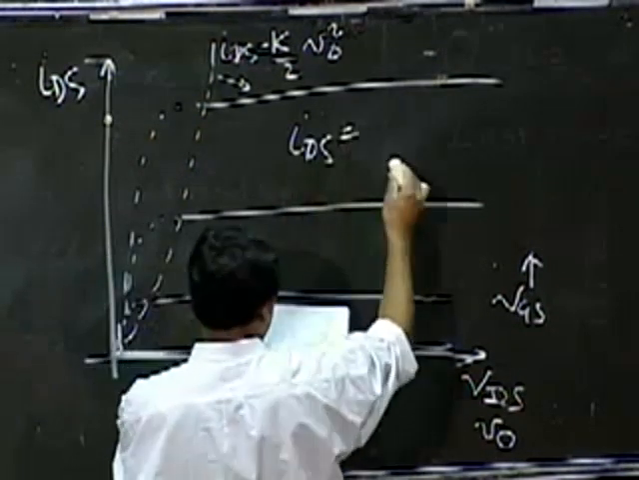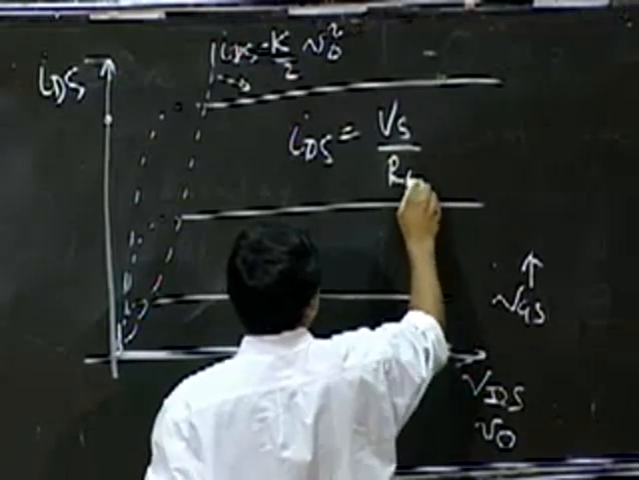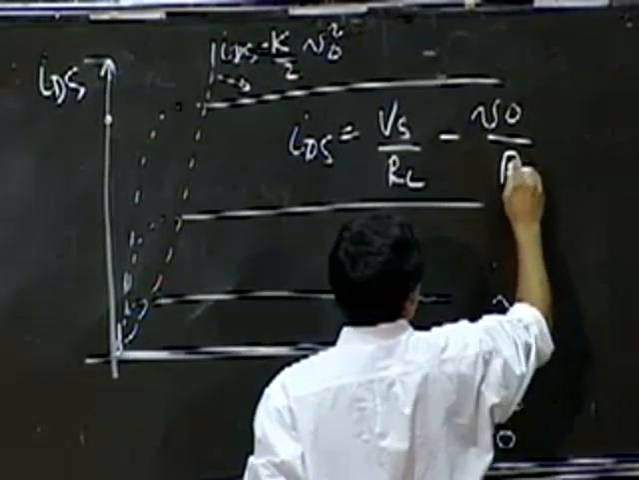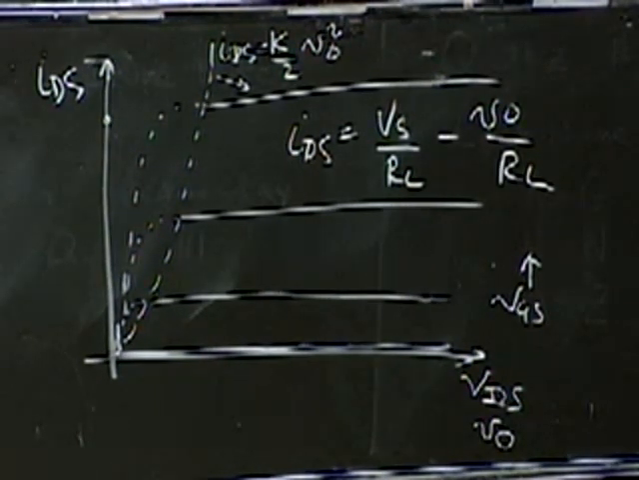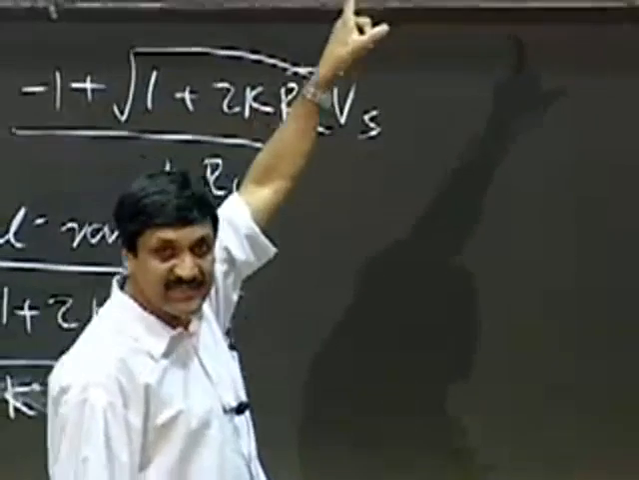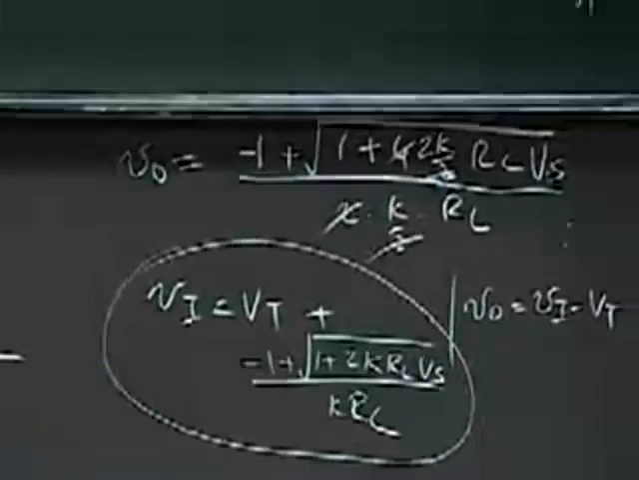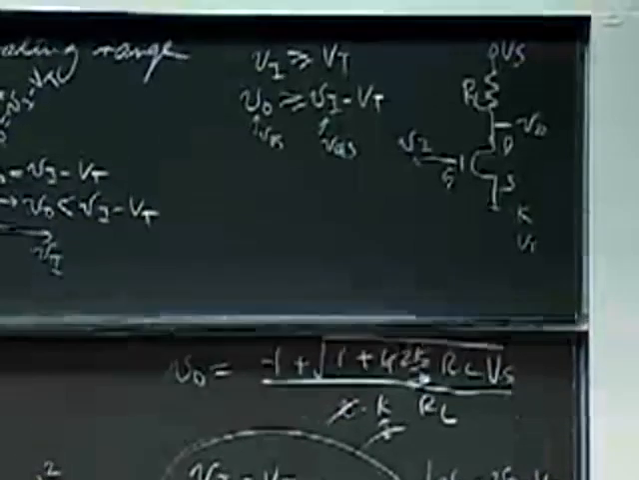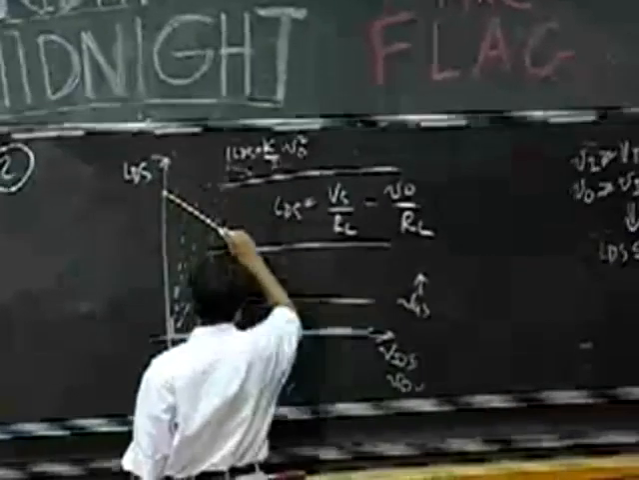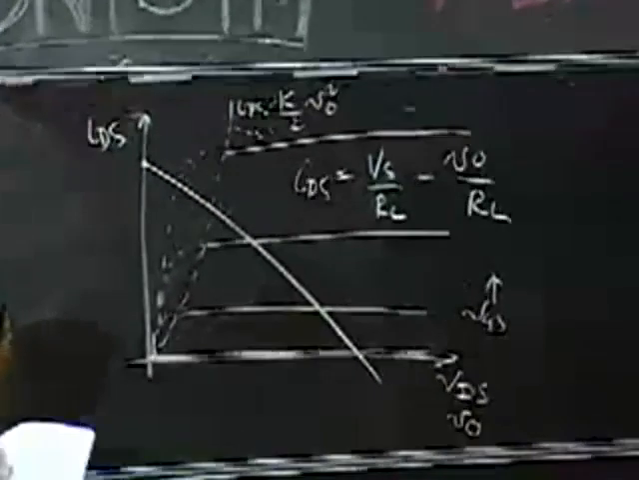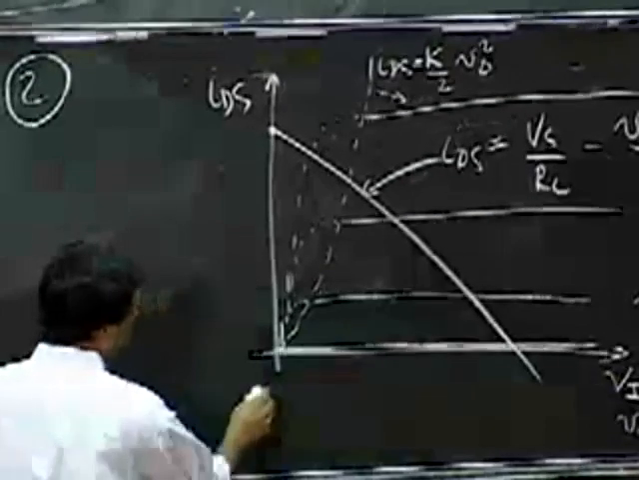My load line equation, if you recall, was IDS equals VS minus V naught divided by RL. This was simply obtained by writing KVL at the output, at the loop containing the output node and the supply VS. Notice there that V naught is equal to VS minus IDS times RL. Okay? And that's simply by dividing by RL on both sides and moving IDS to the left-hand side, we get this equation. And this equation gives rise to a curve that looks like this.